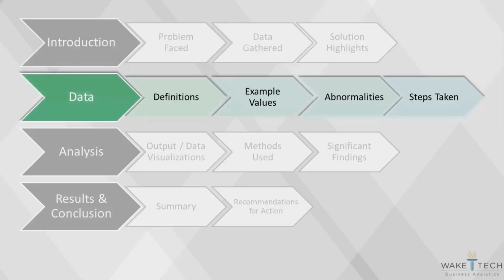The data section should go into detail about the data used to complete the project. Variables and other technical terms should be defined well, and example values should be listed and interpreted. Also, this section should mention any abnormalities in the data, such as missing values, and discuss the steps that were taken to clean and prepare the data for analysis.